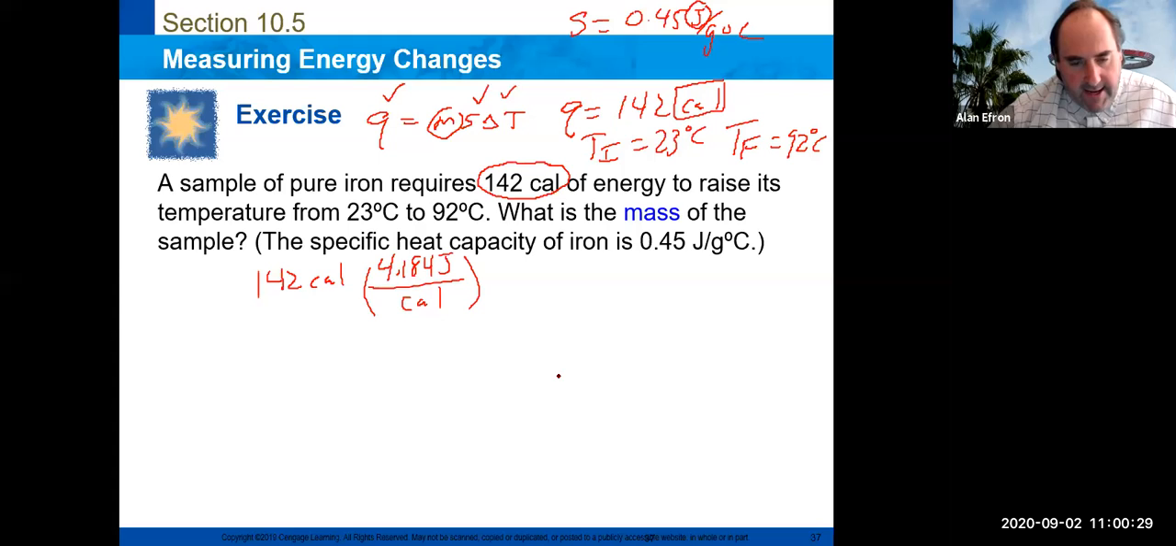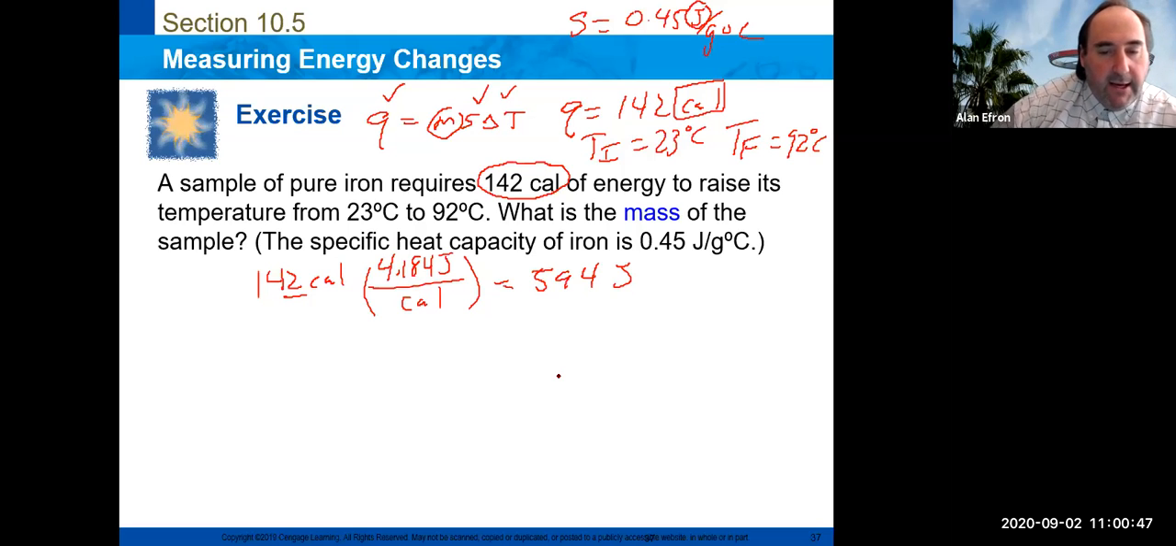And if we do that here, 142 times 4.184 gives us something like 594 joules. Technically, you should go to about 3 sig figs on that. If you want to keep a digit there, you can until the end. At this point, we could solve for M.